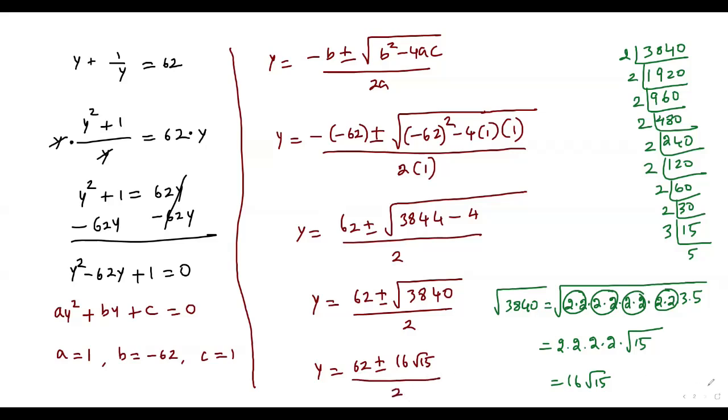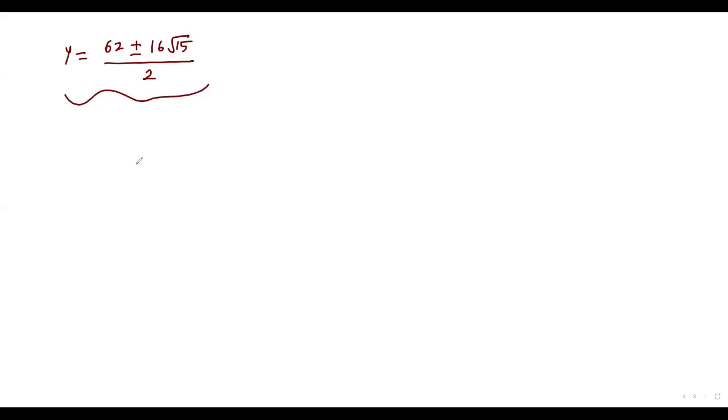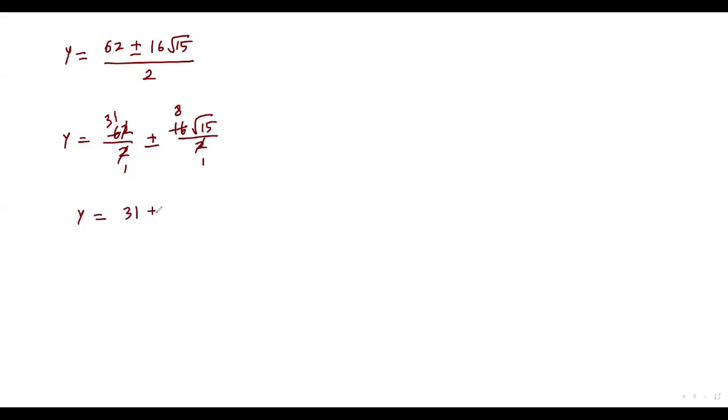Okay, now let me continue on the next page. This is the last step we had on the previous page, and here 2 is a common divisor for this 62 and this 16 times square root of 15. So this divisor 2 can be taken separately for this and this. When I do so, I'm getting y equals 62 over 2 positive or negative 16 times square root of 15 over 2. So here 2 goes into 62 31 times, and 2 goes into 16 8 times. So I'm getting y equals 31 positive or negative 8 times square root of 15.